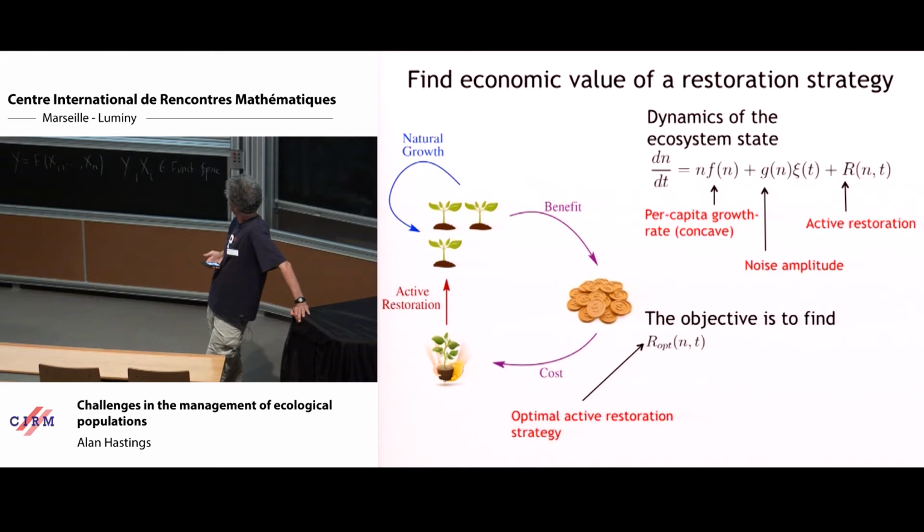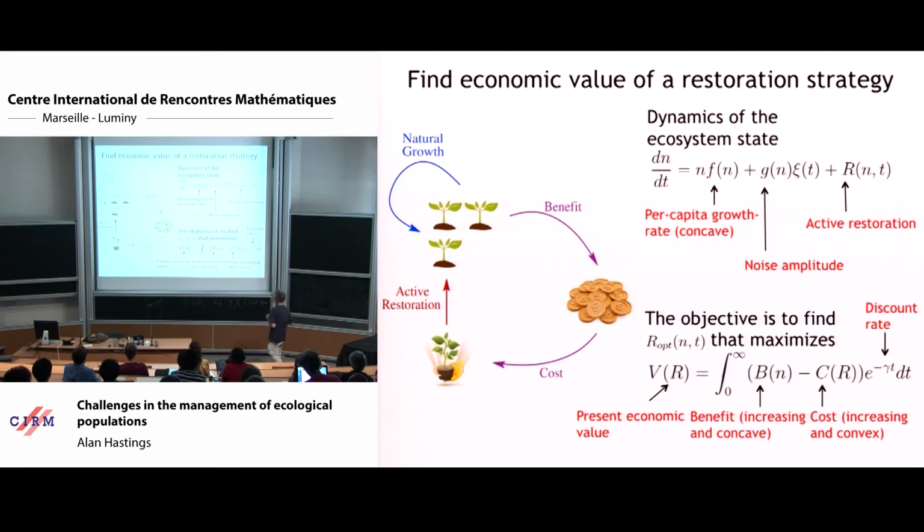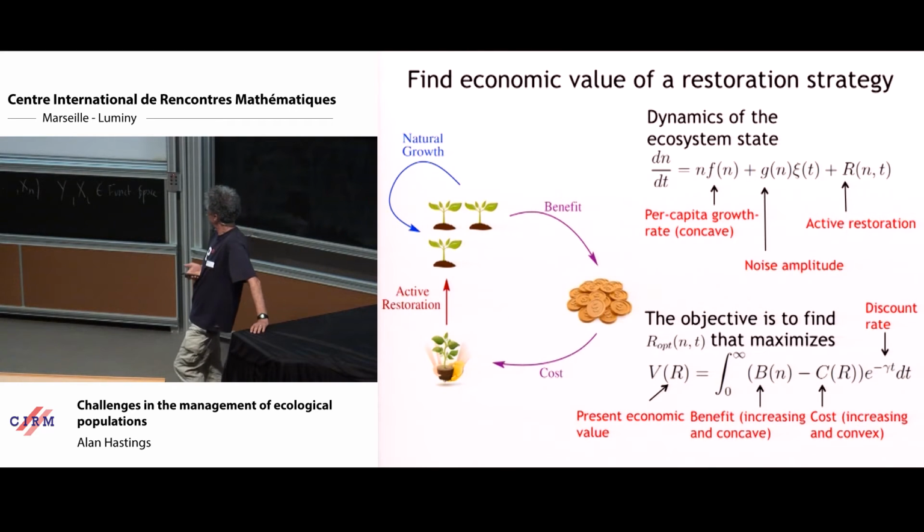And the objective is to find the optimal, through time, the optimal active restoration strategy. And again, we do this in present economic value, so we integrate over all future times of a benefit, and there's an implicit dependence on time. The benefit, which is a function of the population size N, we think of as being good, a desirable species. And we have a cost, which is increasing and convex.